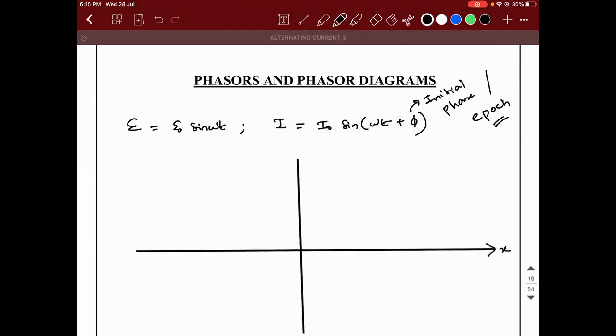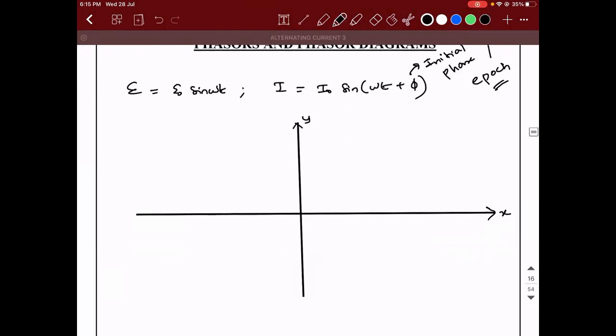This is X, so this is Y. E is equal to E naught sine omega t. Generally, when you take the phasor diagram for E naught, you ensure that the magnitude of the E vector is longer. The reason being, E is the input that you get and I is the output that you get, so input obviously has to be more.